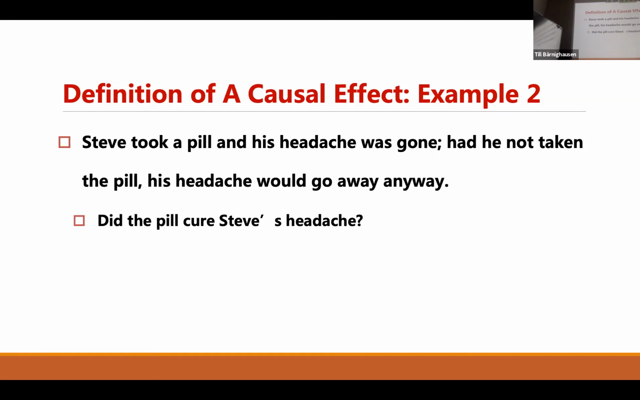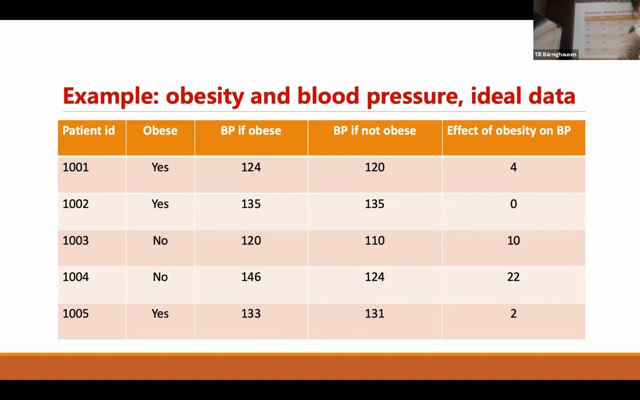But what about the placebo effect? Yeah, that's a good idea. I mean, it could still cure someone's disease, although it's not the actual drug. But had he not taken the pill, there would be no placebo effect either, and his headache would go away anyway. So his headache going away is not caused by the pill. I hope those two examples can give you some ideas about what a causal relationship is.